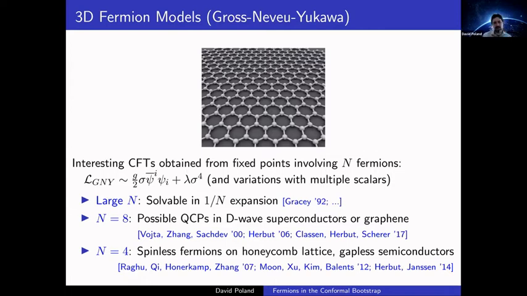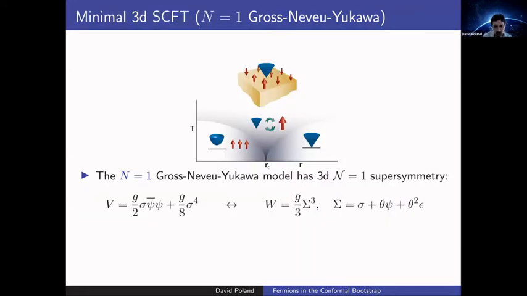Another interesting case is the case of n equals 1, which I'll talk about first, where you can think about the theory involving a real scalar field sigma coupled to a real Majorana fermion psi. And this model is particularly interesting because the fixed point has an enhanced symmetry, which is 3-dimensional N equals 1 supersymmetry. So this is the smallest superconformal field theory in 3 dimensions.